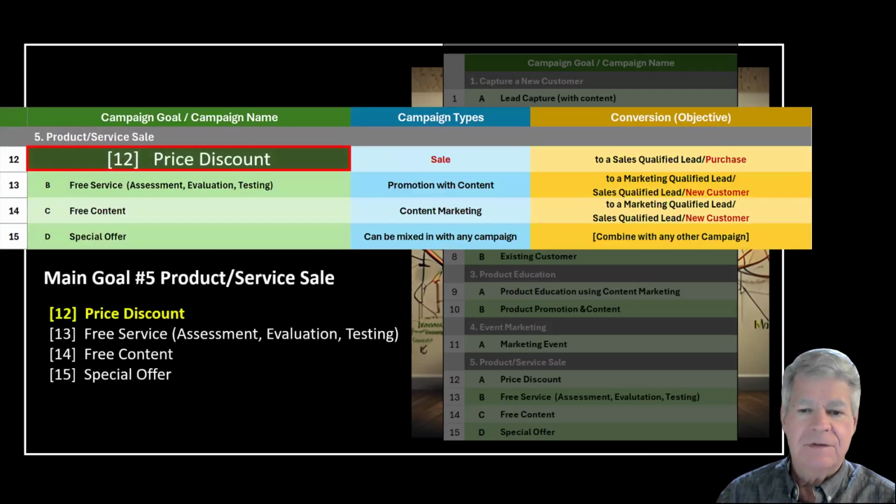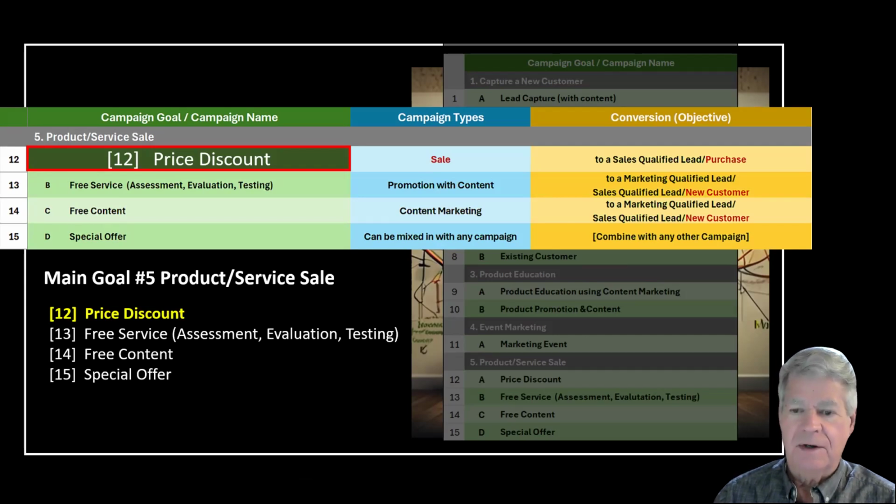Main goal number 5 is a sale on a product or a service. There are 4 types of product sale campaigns: price discount, which is a classic sale; free service, typically an assessment, an evaluation, or some kind of testing; free content, such as a course or detailed booklet or ebook; and a special offer.